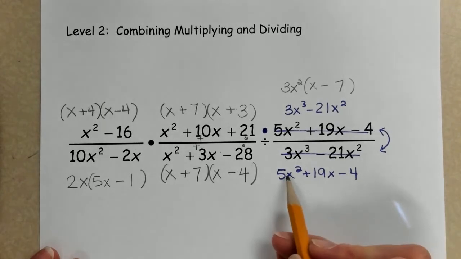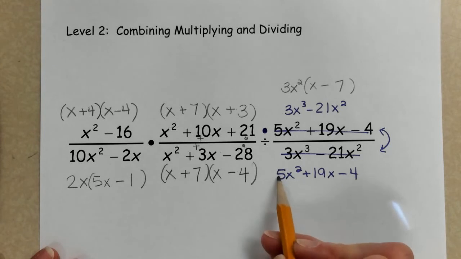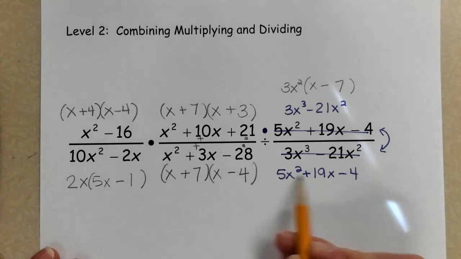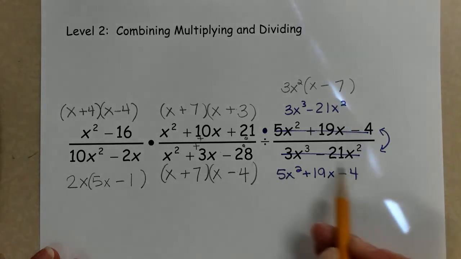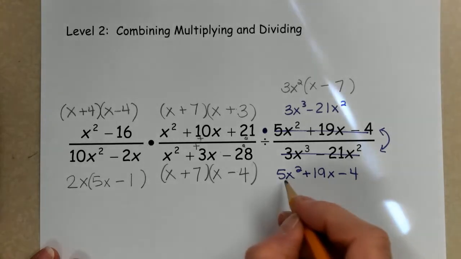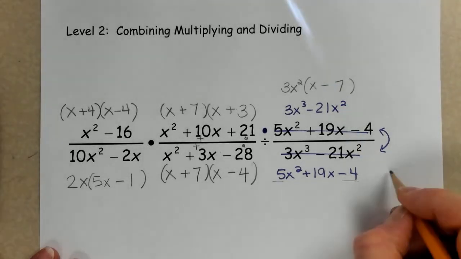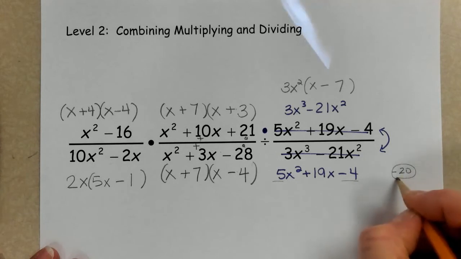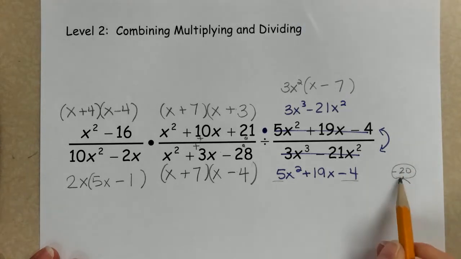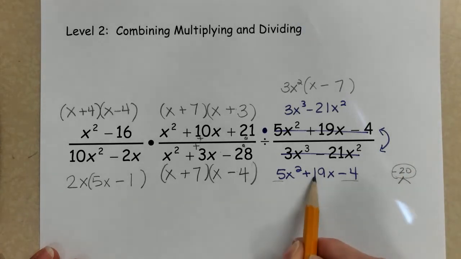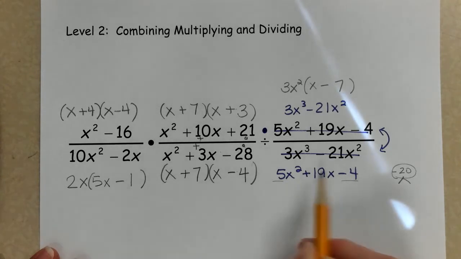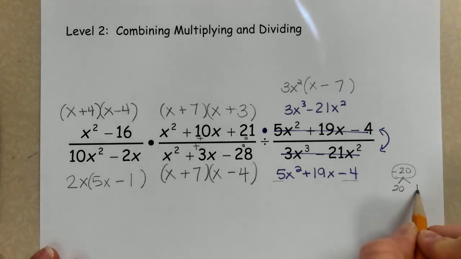And then our last trinomial has a 5 in the front. The 5 is not a greatest common factor, so I cannot divide it out, so I have to do the AC method. So 5 times negative 4 is negative 20. The 2 numbers that multiply to negative 20 and add up to 19 are a 20 and a 1 if I make the 1 a negative.